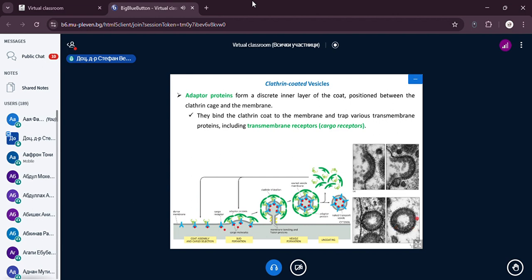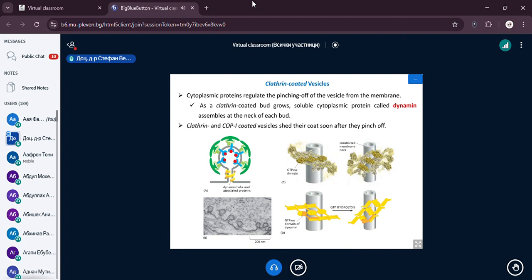Very rapidly, when the clathrin-coated vesicle is formed, the clathrin coat is disintegrated and eliminated from the surface of the vesicle. So, the clathrin coat is needed for the proper assembly and budding of the vesicle, and then it is not needed anymore and it is being removed rapidly from the surface of the cell. The same happens with COPI and COPII coated vesicles.